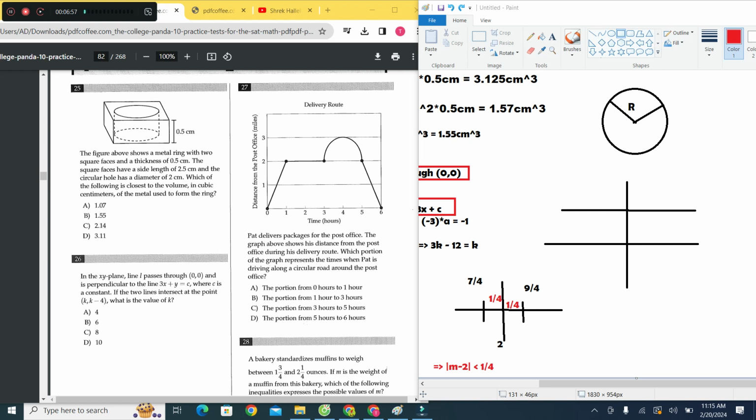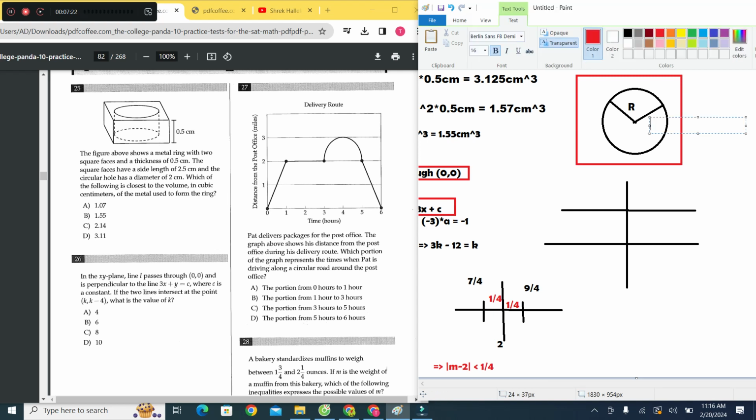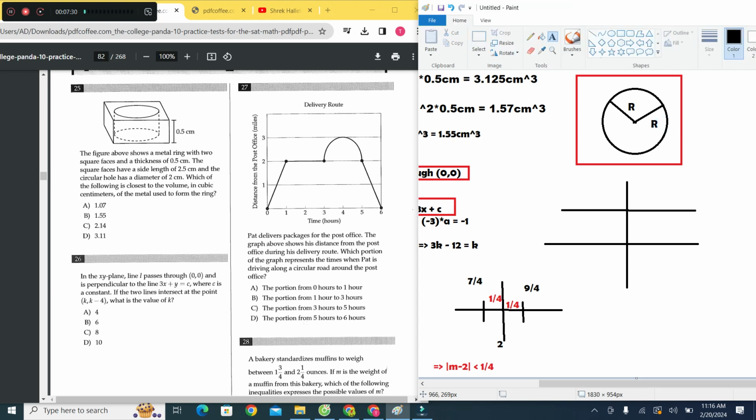A wrong conclusion you can get is that this portion here is where he is traveling in a circle. But that thinking is wrong, because when a person travels in a circular motion, the distance of that person to the center does not change. This line is R here, and this line is also R, because all the radii of a circle are the same. So when a person travels in a circular motion, the distance from the center will not change.